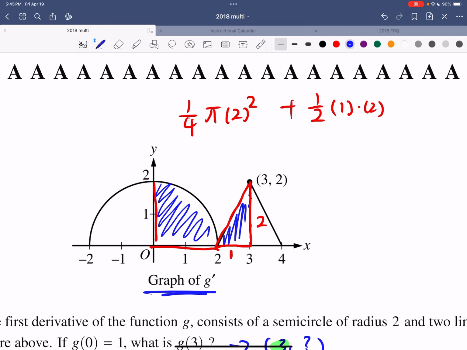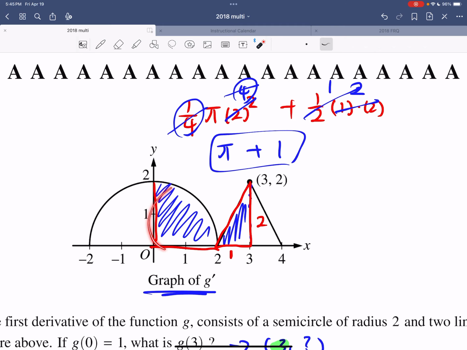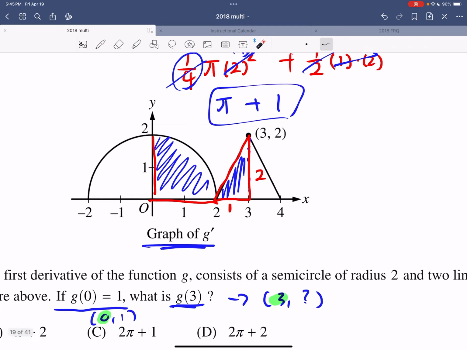So here, 2 squared is equal to 4, and 4 times 1/4 is 1. So I still have a pi, plus 1 times 2 is 2, and 2 times 1/2 is equal to 1. So it's pi plus 1. So the area of this is going to be pi plus 1.